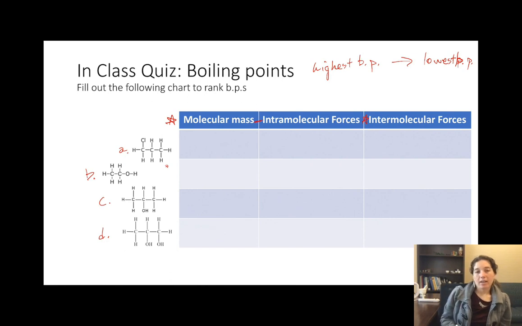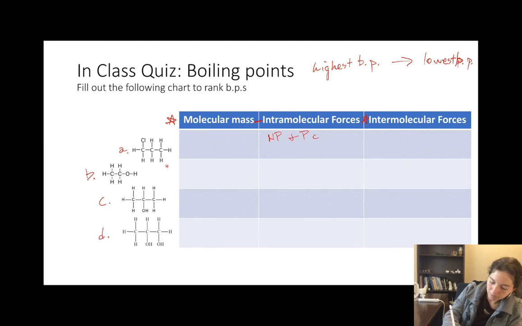All right, let's take a look at how to solve this one. First, we're going to need our molecular masses of everything, and our intramolecular forces and our intermolecular forces. We've got to answer all of this first before we can really rank our boiling points. So for intramolecular forces for this first one, we're going to be seeing nonpolar covalent and polar covalent. I'm going to abbreviate it this way. The polar covalent is going to be right here, and everything else is going to be nonpolar covalent. So that means our intermolecular forces for this one are dipole-dipole, because we have no hydrogen bonding, and London dispersion forces.